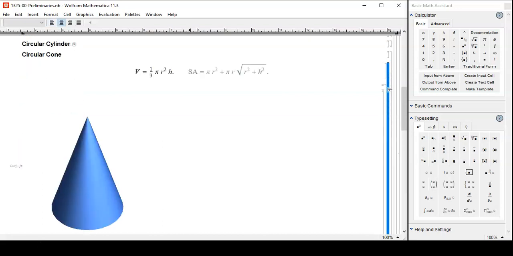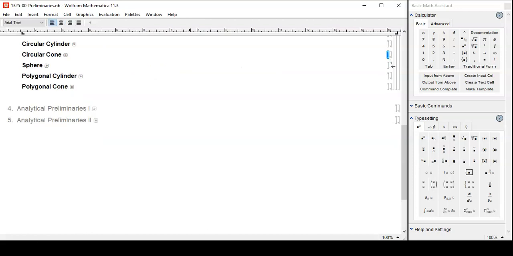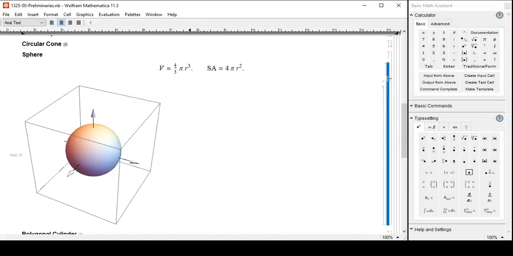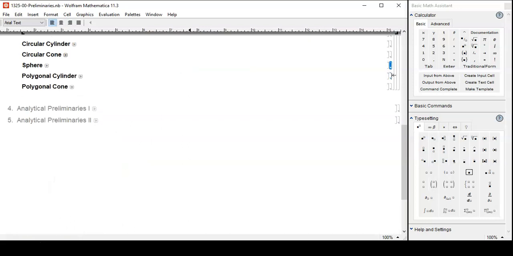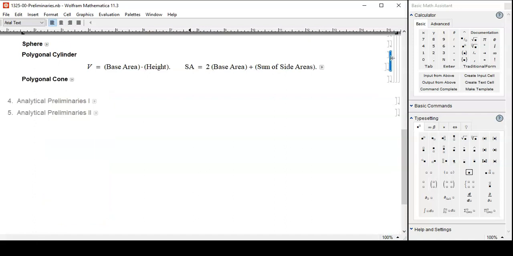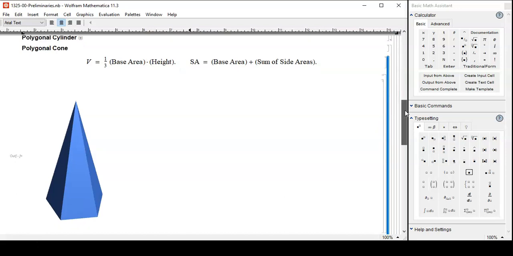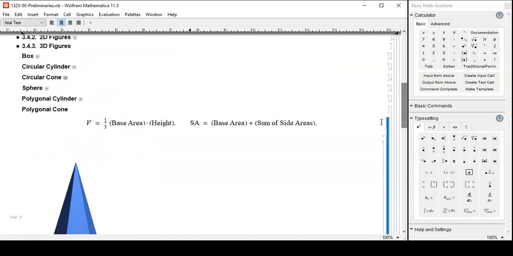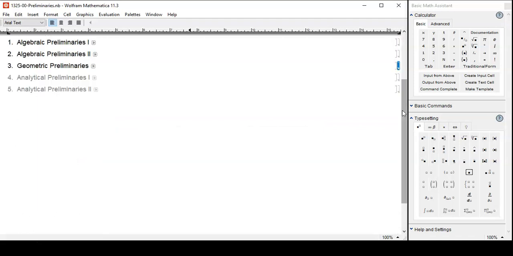Circular cone. Oh boy, that's harder. Sphere and ball. Getting worse and worse. Polygonal cylinder. Polygonal cone. Well, I'll leave the details to students. Getting worse and worse and worse.